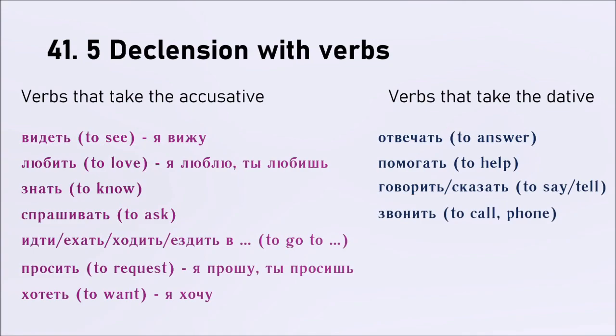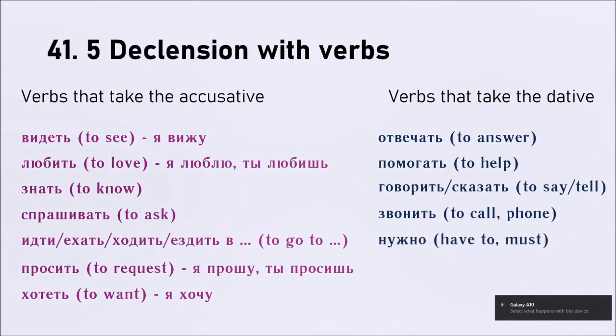Okay? And finally, we have a phrase нужно, and that means to have to or must. We've seen this already when we looked at modal verbs. Мне нужно, I need. Тебе нужно. Маме нужно. Mom has to. Другу нужно. My friend needs to, and so on, okay?